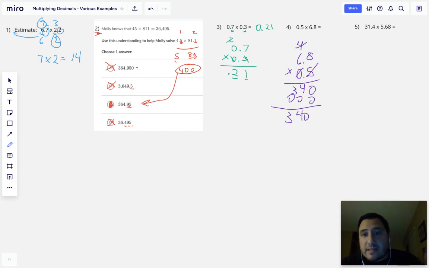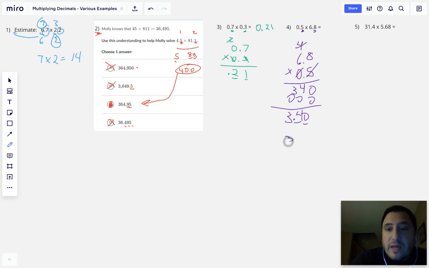Now, again, that's if it was 68 times 5. 68 times 5 is 340, but we use a decimal point. How many total digits are behind the decimal point? We have 1 here. We have 1 here. So altogether, that's 2, right? Now, even though this is a 0 back here, we still need to count it as 1. So it's 1, 2. So my decimal point has to go here.